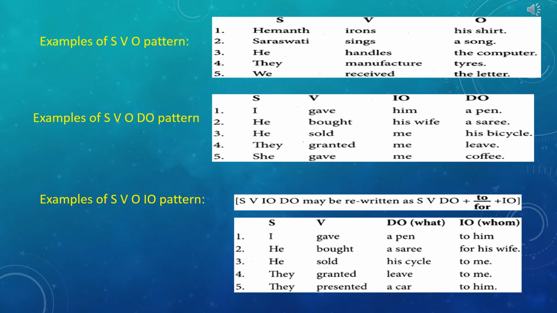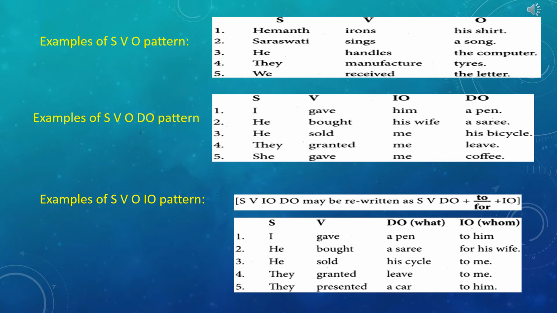The next one you have, Saraswati sings a song. Saraswati is a subject, verb is sings, and a song, it's an object. Now let's see some more examples of SVODO pattern, that is subject, verb, object, and direct object.